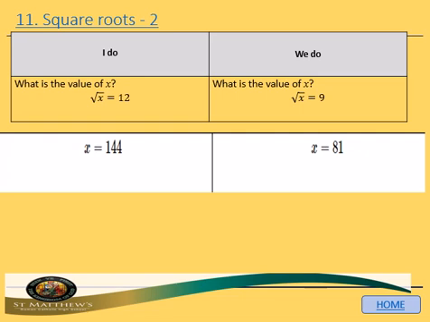So lastly, square root of x equals 9. Well, 9 times 9 equals 81. So the square root of 81 must equal 9. So x equals 81. Make sure to tick in green pen if you got it right.